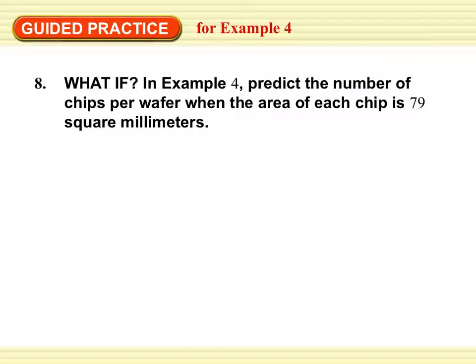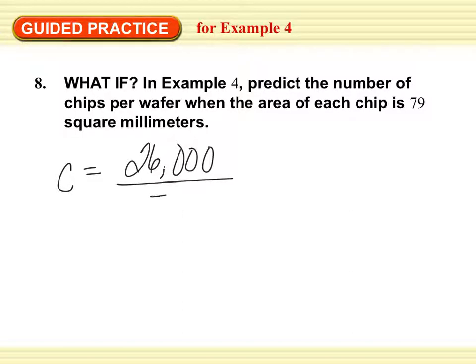What if, in example 4, we predict the number of chips per wafer when the area of each chip is 79 square millimeters. So I think we had 26,000. So the number of chips equals that over 79. And we get approximately 329 chips.